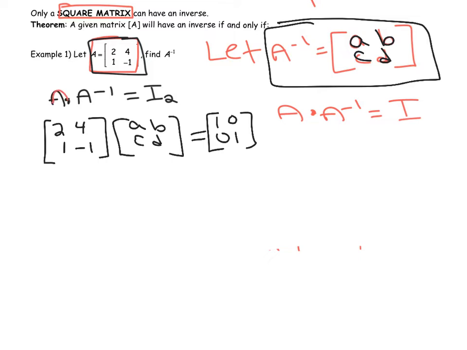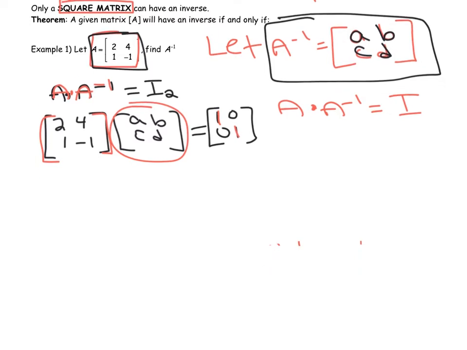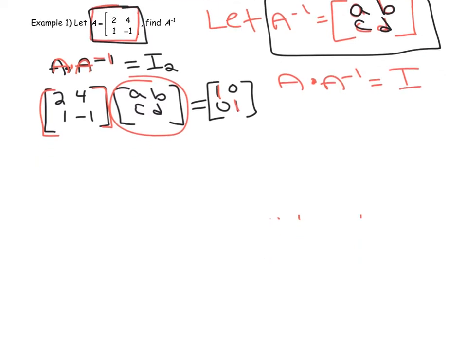We have A times A inverse is going to get us the identity matrix. We're multiplying A times, we don't know what the inverse is, we're going to find it, and we're setting it equal to the identity, where identity has 1s along the diagonal and zeros everywhere else. Okay, so let's take a look at what our next step is going to be.